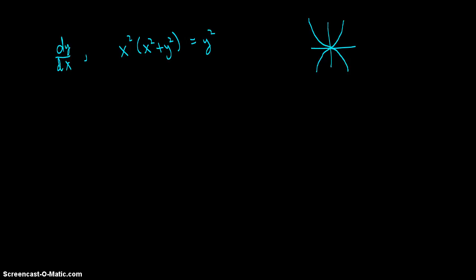In this example, we would like to find dy/dx if x squared times (x squared plus y squared) is equal to y squared. And the graph of this equation looks something like this. The graph is symmetric with respect to both axes, the x and y axis, because of all the squares.